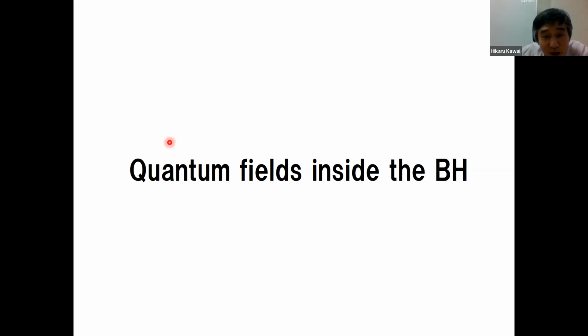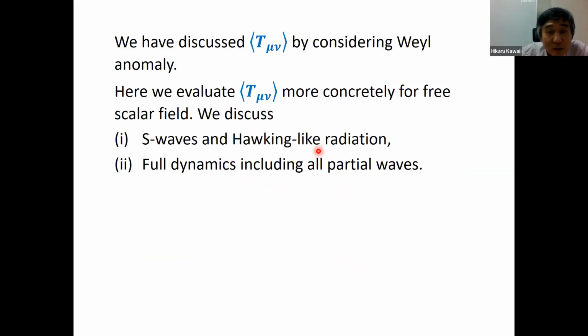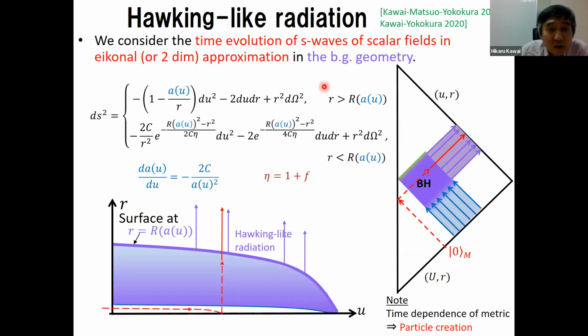So next, I would like to discuss quantum fields inside the black hole. We have discussed T_μν by considering the Weyl anomaly, but here we evaluate T_μν more concretely for a free scalar field. We discuss S waves and Hawking-like radiation, and full dynamics including all partial waves. In order to discuss Hawking-like radiation, we consider the time evolution of S waves of scalar fields in the eikonal or two-dimensional approximation in the background geometry. So this is the geometry we are considering.